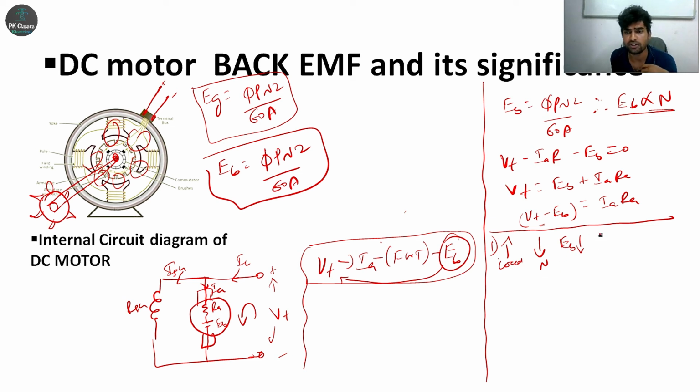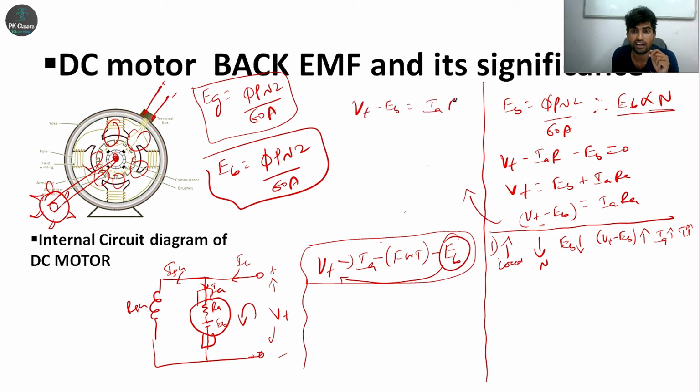What about the net voltage? VT minus EB increases. So armature current increases, and torque also increases. We'll see how net voltage, armature current and torque increase when speed or back EMF decreases. I'll take this equation: VT minus EB is equal to IA RA. VT I'll take as 220 and EB as 200, and RA I'll take as 1.